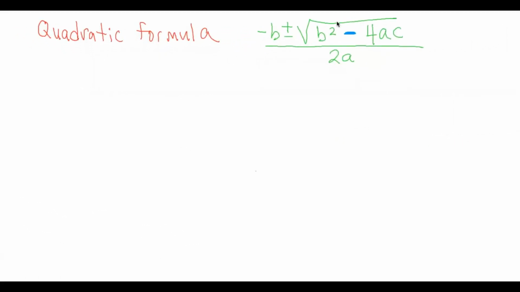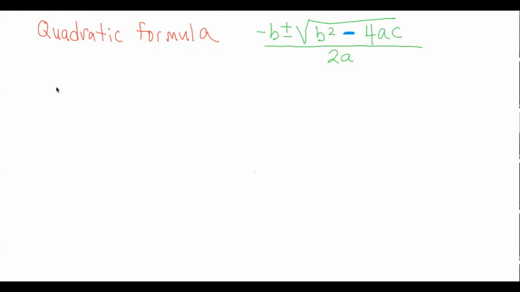This is the formula right here for solving an equation using the quadratic formula. So this is actually the formula. What it is: negative b plus or minus the square root of b squared minus 4ac, divided by 2a. Now, what does all of that mean?